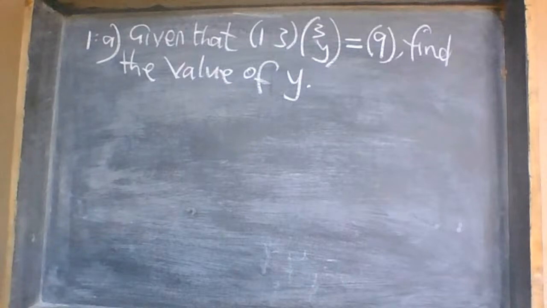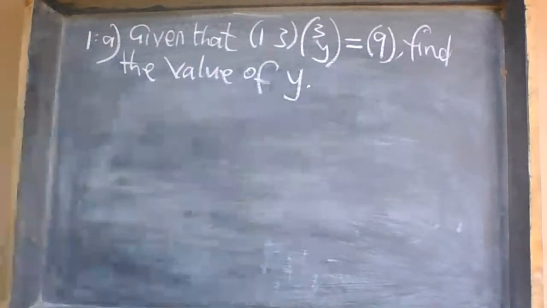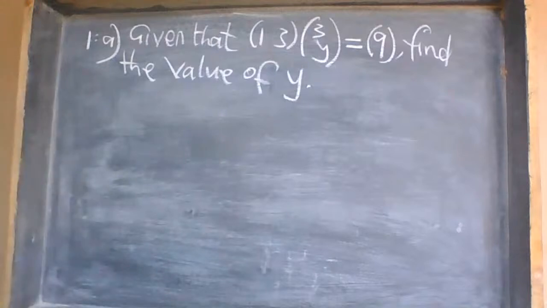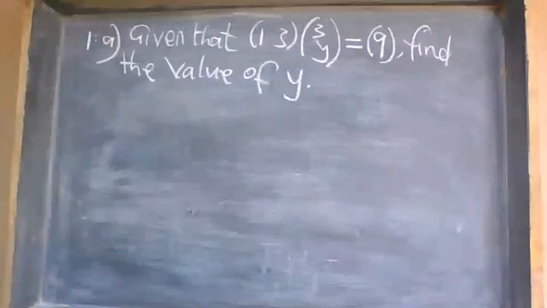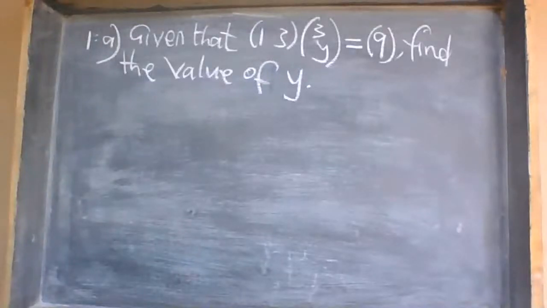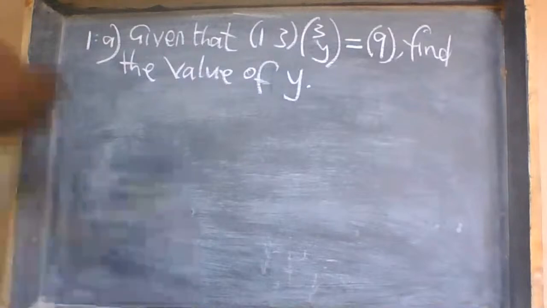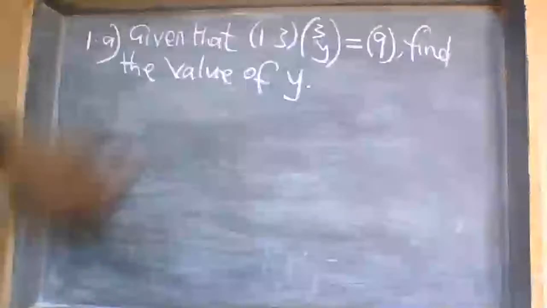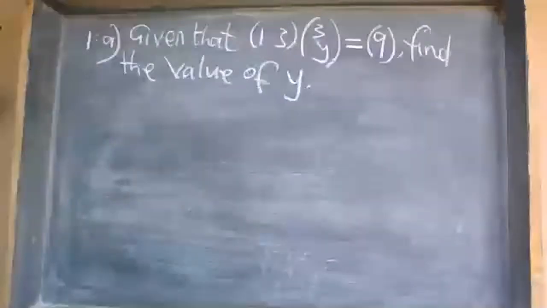This is a grade 9 past paper 2022, paper 2. This one was question 1. Given that the matrix 1, 3, 3y equals 9, find the value of y. These are matrices.